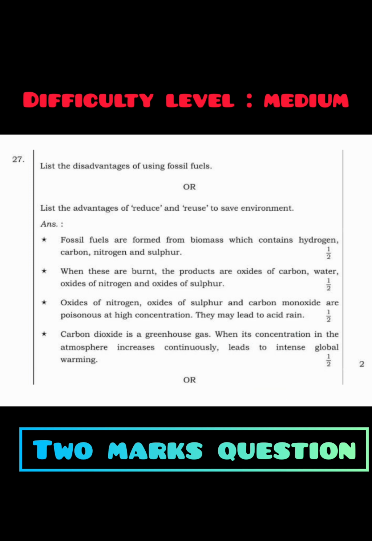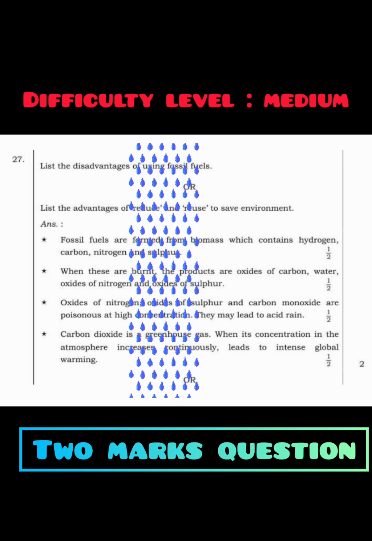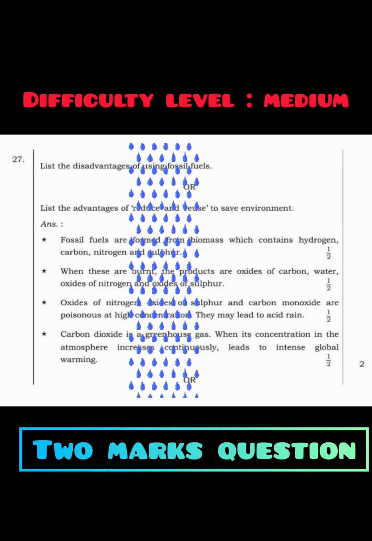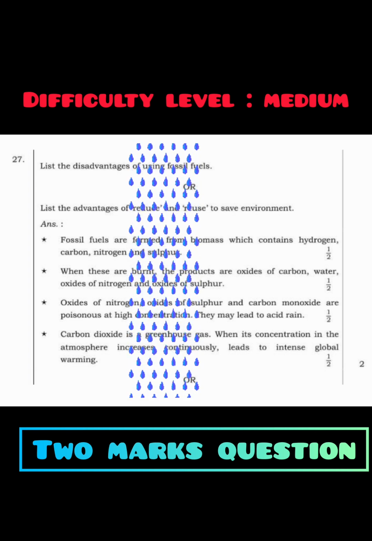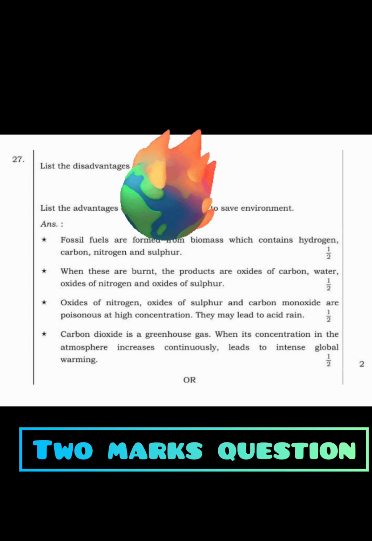This is for half marks. Oxides of nitrogen, oxides of sulfur, and carbon monoxide are poisonous at high concentration. They may lead to acid rain. This is for half marks. Carbon dioxide is a greenhouse gas. When its concentration in the atmosphere increases continuously, it leads to intense global warming. This is for half marks.